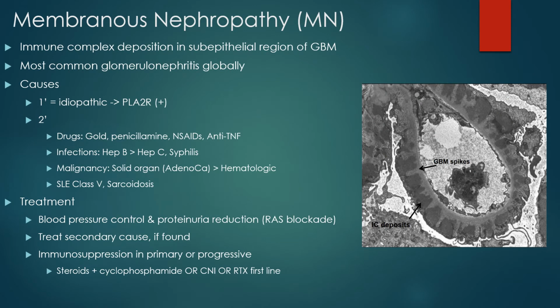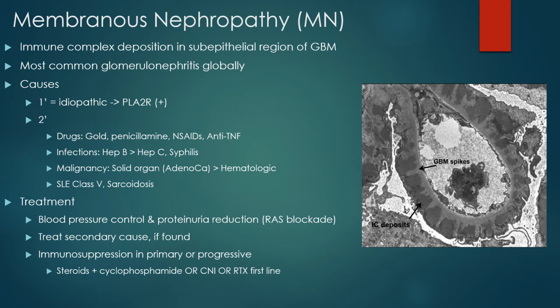The last primary disease causing nephrotic syndrome is membranous nephropathy, which is the most common glomerulonephritis globally causing nephrotic syndrome. It is characterized by immune complex deposition in the subepithelial region of the GBM, as well as GBM spikes seen on electron microscopy. Immunofluorescence generally will stain positive for IgG, particularly in primary membranous nephropathy.